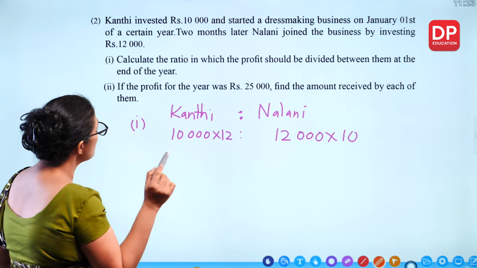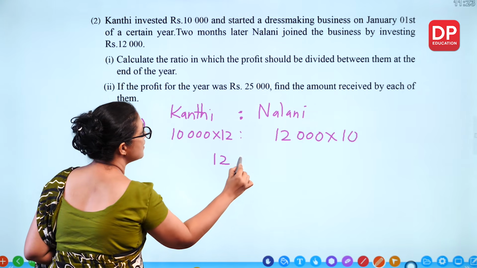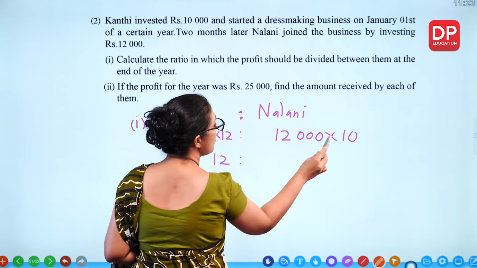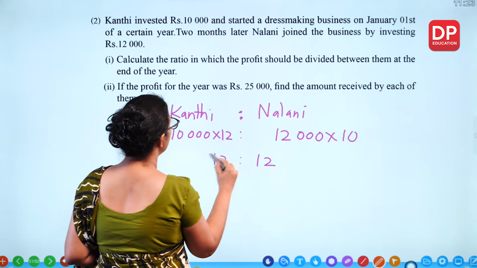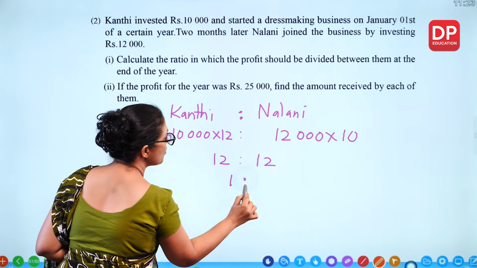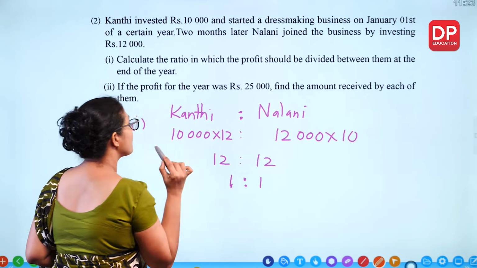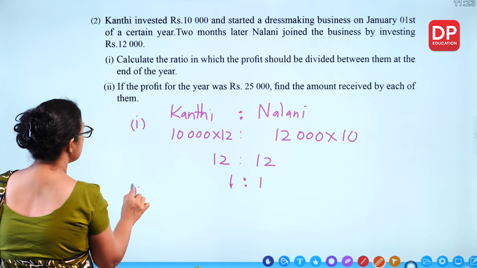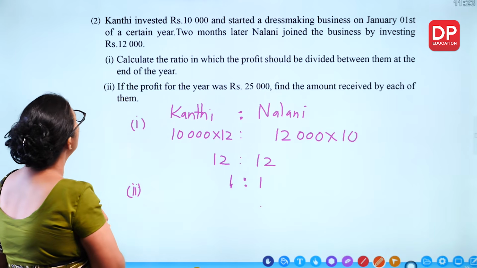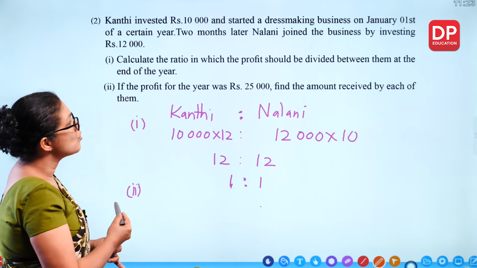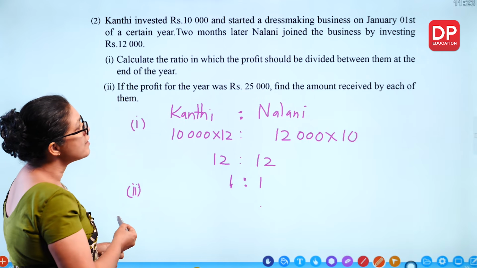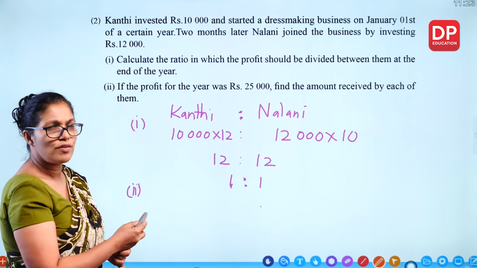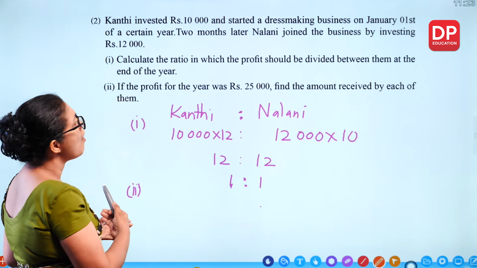Divide this by 10,000, you get 12 here. Divide this by 10,000, you get 12. So 1-to-1 ratio. And the second part, it says, if the profit for the year was 25,000, find the amount received by each of them. So this is 50-50. So half of that.